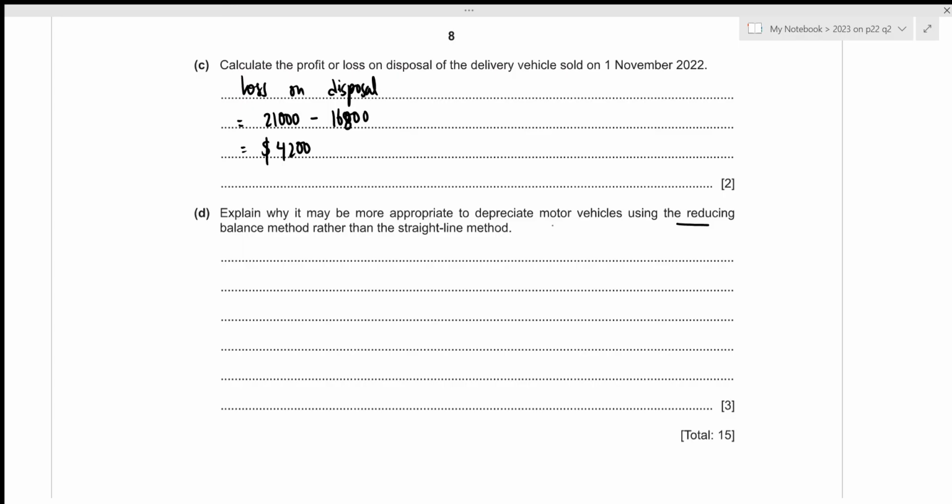And this is also supported by the fact that new motor vehicles will require less repair and maintenance, but as the years go on, at a later date, you will have to provide more for maintaining the old vehicle. So this complies with the matching concept as well.